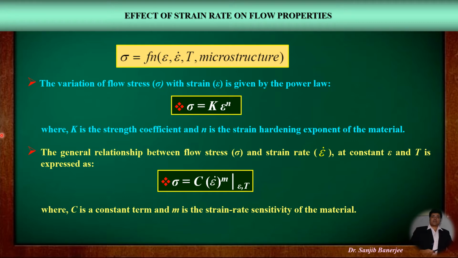Now, the general relationship between the flow stress sigma and the strain rate epsilon dot at a constant strain and temperature is expressed as sigma is equal to C into epsilon dot to the power m at a given strain and temperature, where C is a constant term and m is called the strain rate sensitivity of the material. So, from this equation, it is clear that the flow stress sigma will increase with the increase of strain rate or epsilon dot.